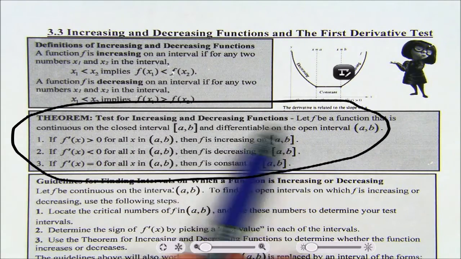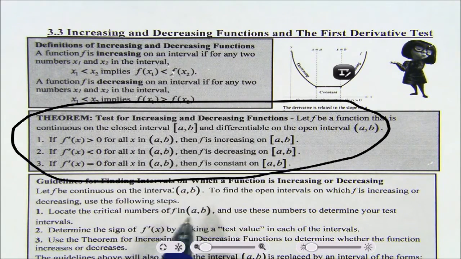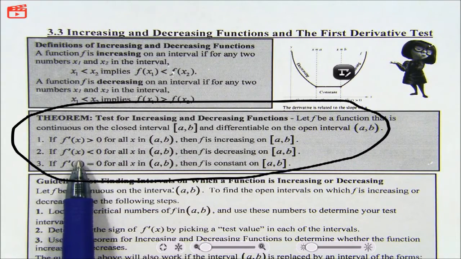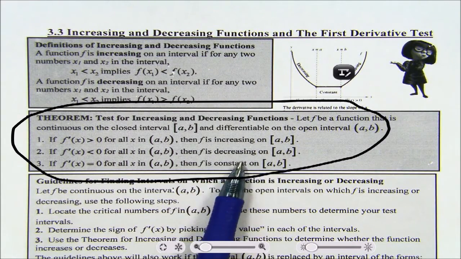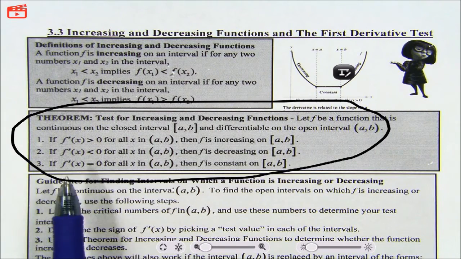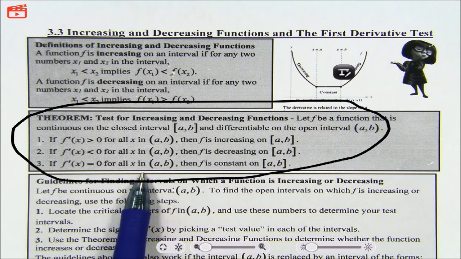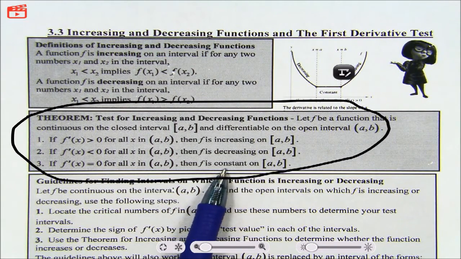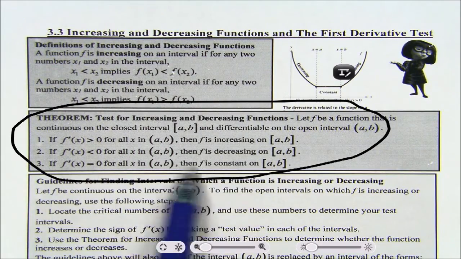Now, this theorem is kind of hard to read. It'll make more sense when we start using it. So if the first derivative is negative, then the function is decreasing. If the first derivative is 0 for all x, notice this is all x, not just some one point, then f is a constant. That means it's not increasing or decreasing. So that's like a constant function.